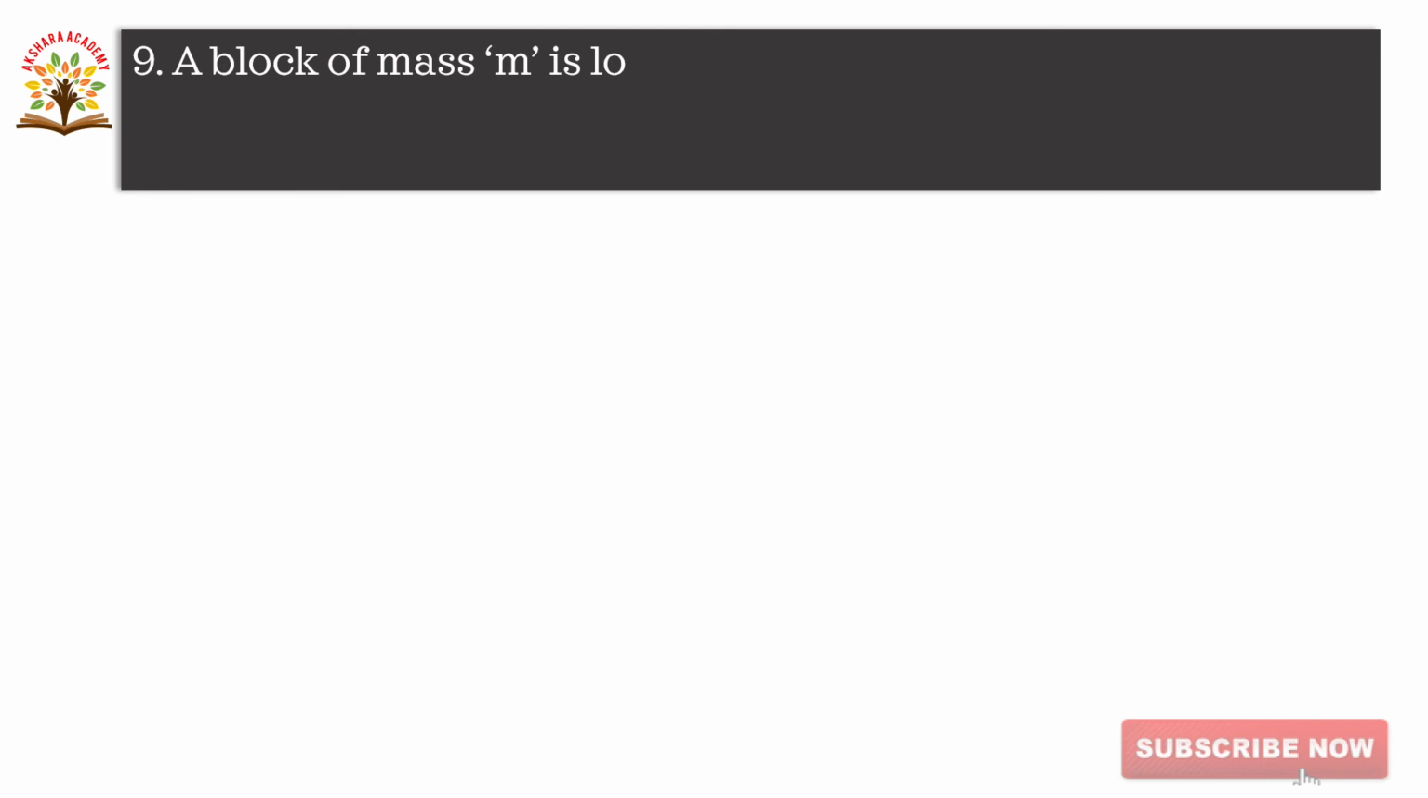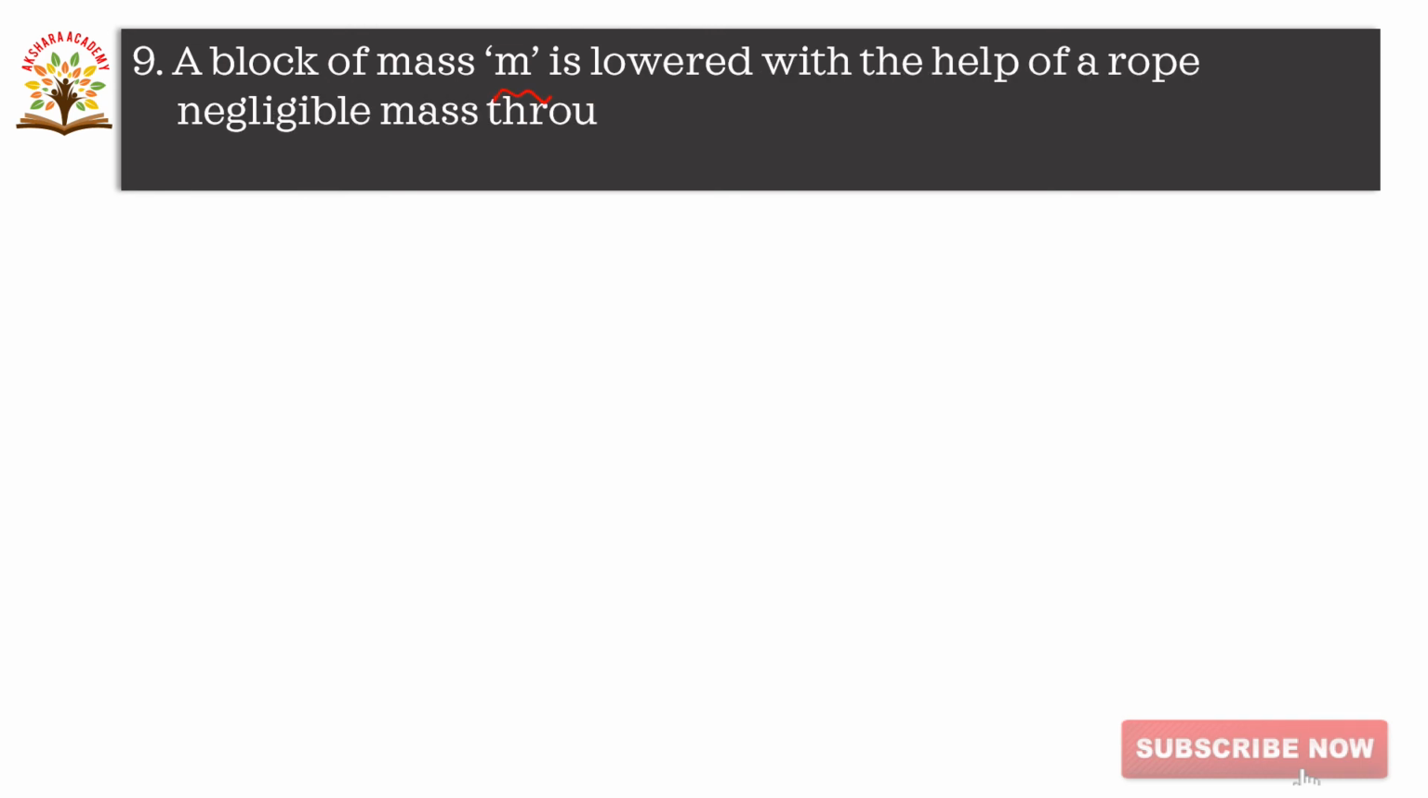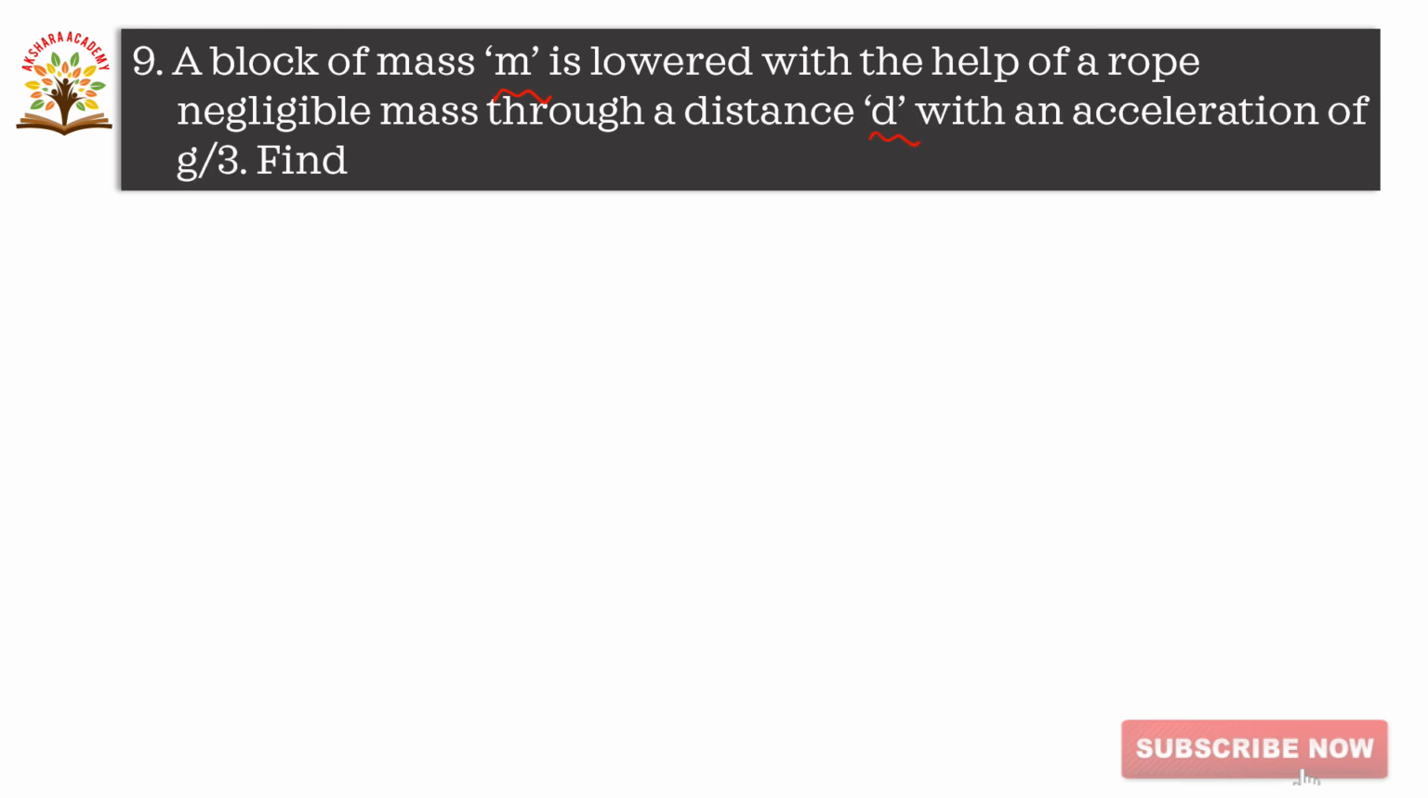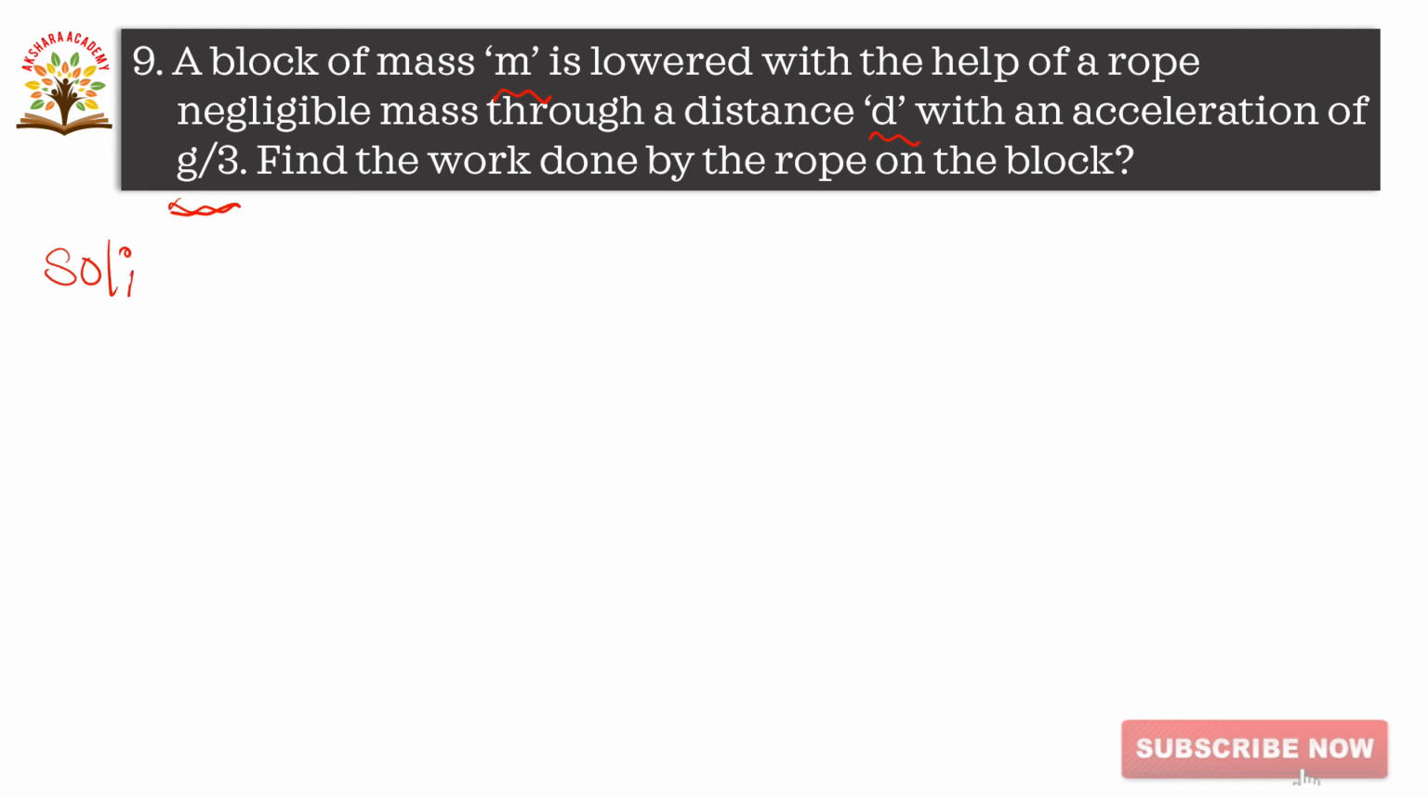A block of mass m is lowered with the help of a rope of negligible mass through a distance d with an acceleration of g by 3. Find the work done by the rope on the block. Here we have to calculate the work done by the rope on the block. Now let us go to the solution.